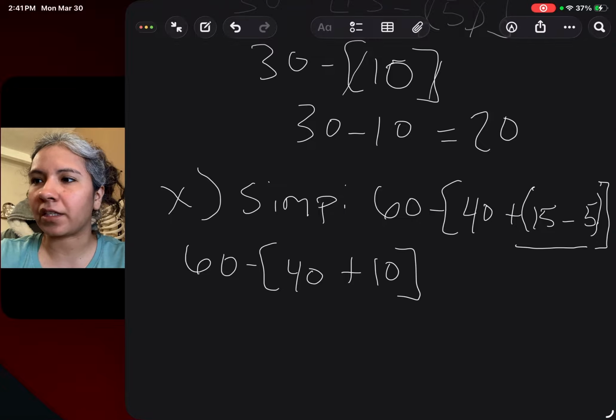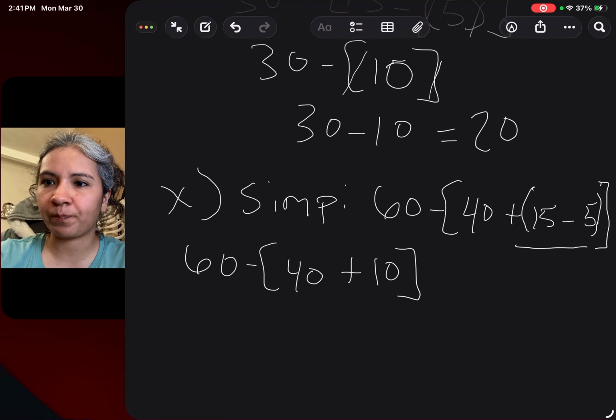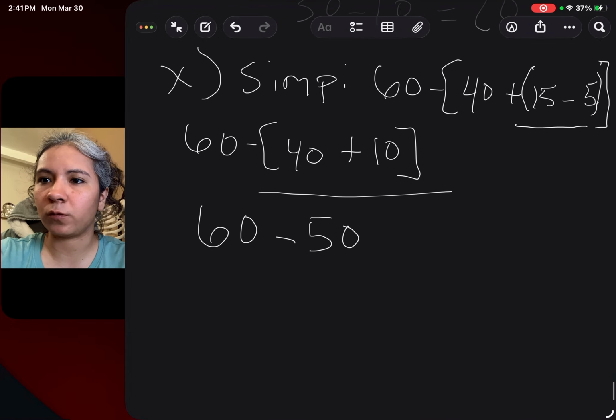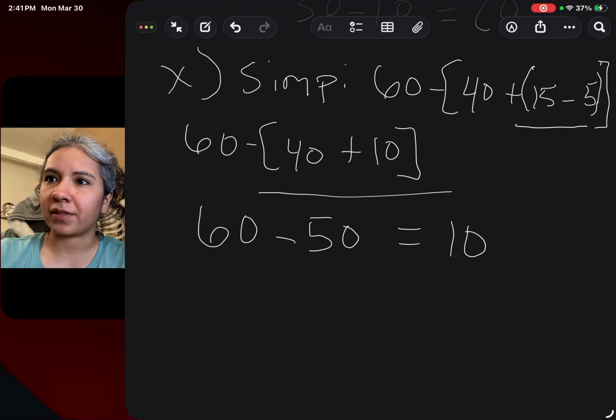So we're just taking off that parentheses now. So now we have this symbol of inclusion. So we're going to do 60 minus 40 plus 10 is 50. So I'm not even writing the bracket anymore. 60 minus 50 is 10. So that's the simplified answer.